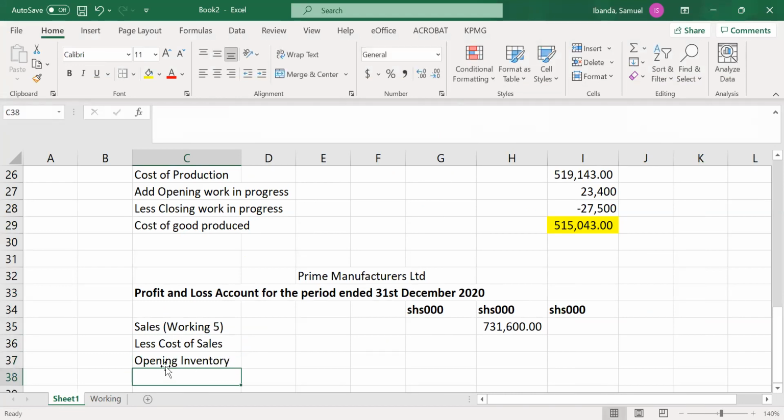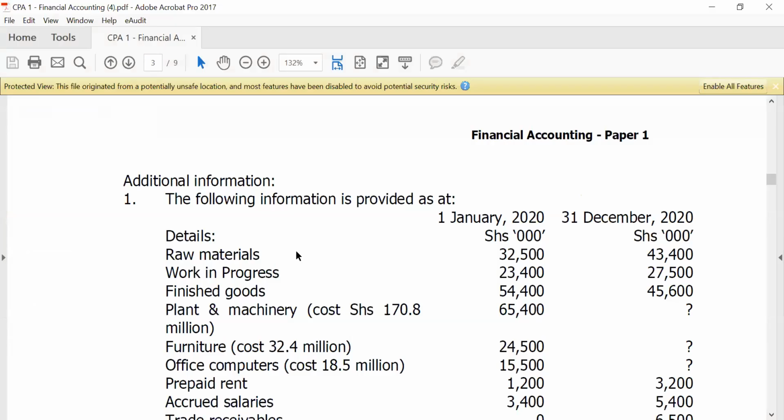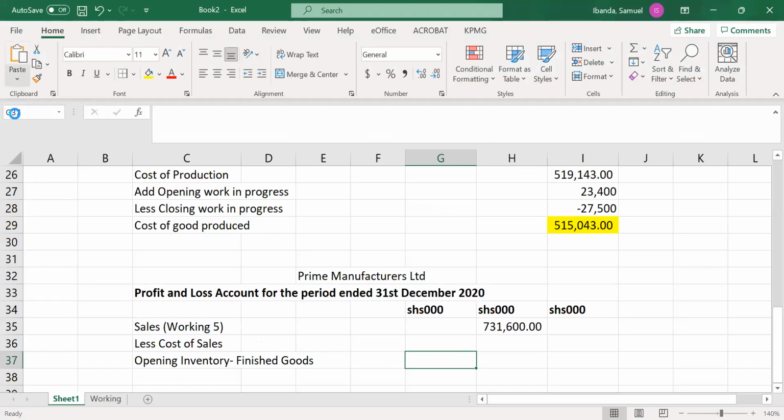inventory. Now here, opening inventory, I'm looking at finished goods. I'm no longer looking at raw materials. So opening inventory of finished goods, when you come here, you should be able to see them. Finished goods, as we can see, our opening inventory is 54,400. So I'll take that value there. I'll first work it from here.